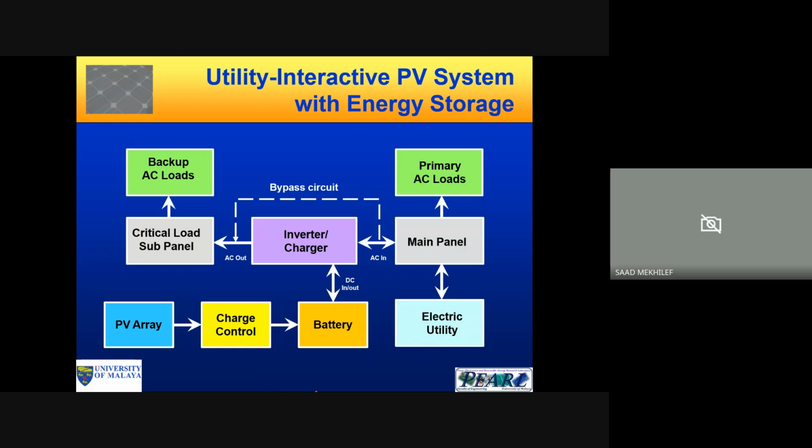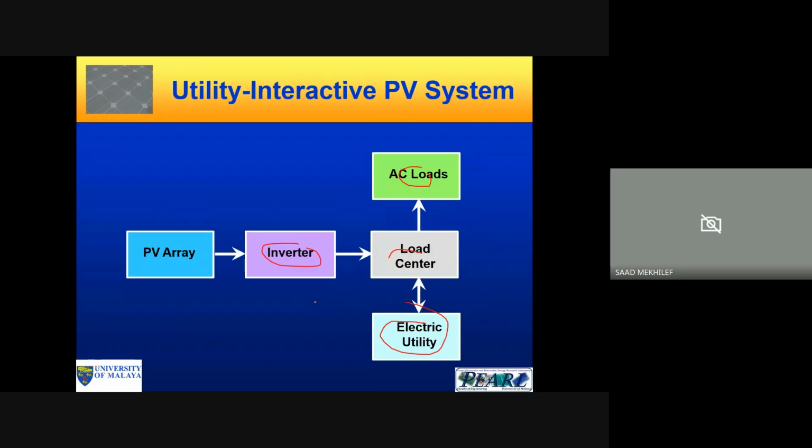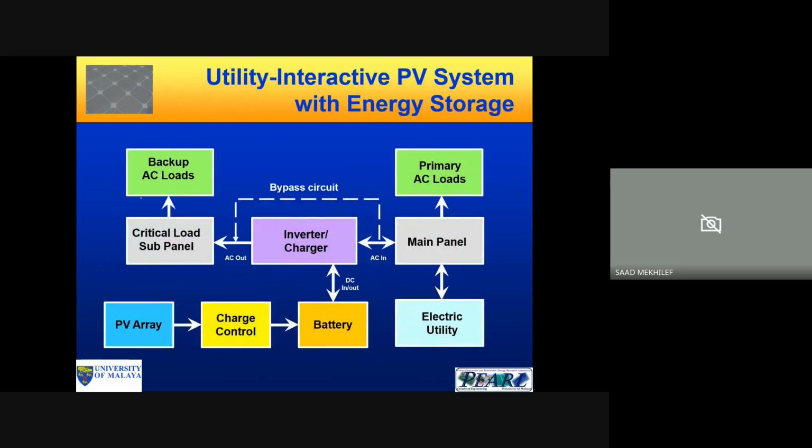Also, we have this where it is also grid connected, but you can see the utility is not going directly to the battery. It's not in between, because in the previous one the battery is in between. Here we have a PV array, and then the charge controller that charges the batteries, and then an inverter, and then it either goes to the load or goes to the grid.